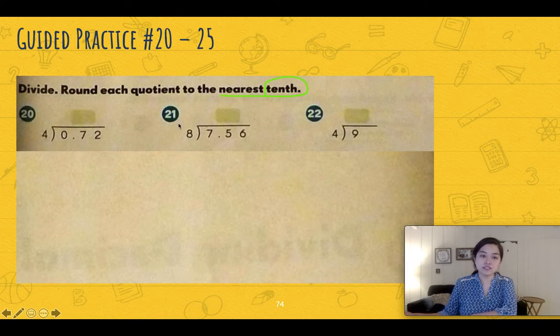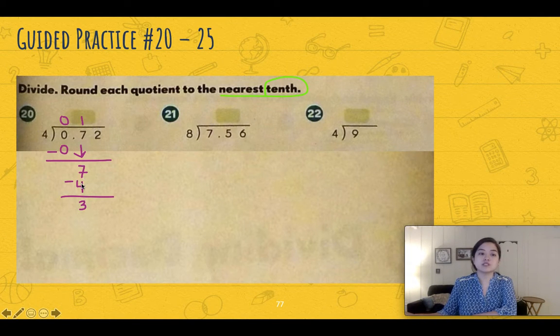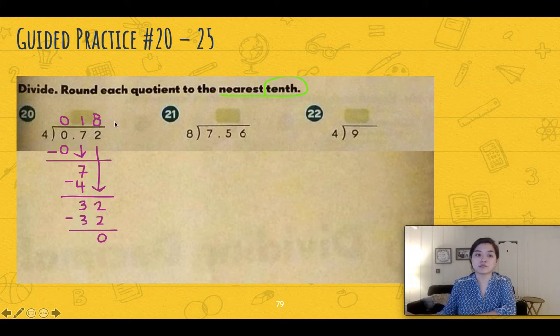So we're going to round to the nearest tenth, 20 through 22. Okay, 4 times what gets you 0 here is 0. Then I'm going to drop the 7. 4 times what gets you 7, or close to 7 without going over? That's 1. 4 times 1 is 4. Let's subtract 4 from 7, which gets you 3. Drop the 2. 4 times what gets you 32 is 8. Now I got a 0 here, which is what I want, which means I'm done with my long division. But I'm not quite done because I forgot the decimal, right? So I'm going to add it right up here.